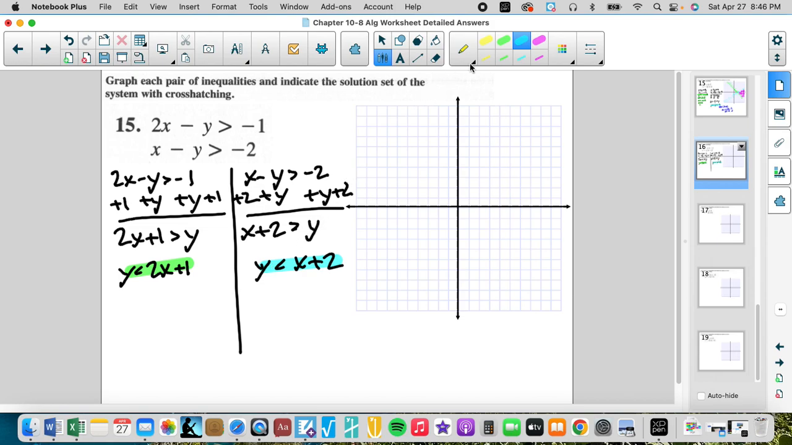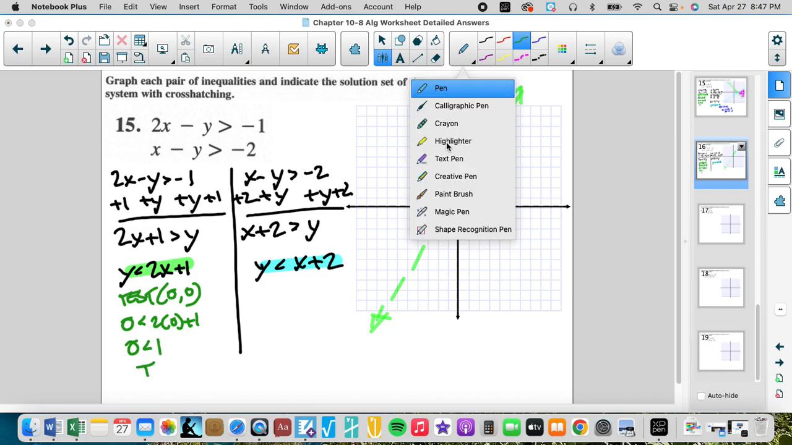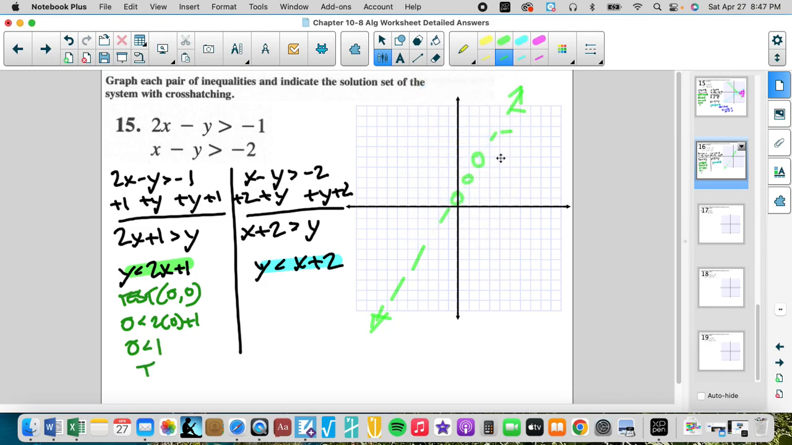With that, both are open circles. At 1, slope of 2, that looks like it's closed. Up 2, right 1, up 2, right 1. Dotted. Testing, test 0, 0, 0 less than 2 times 0 plus 1 is 0 less than 1. That's true. We will shade right. That's kind of close, but we still know 0 is that direction.